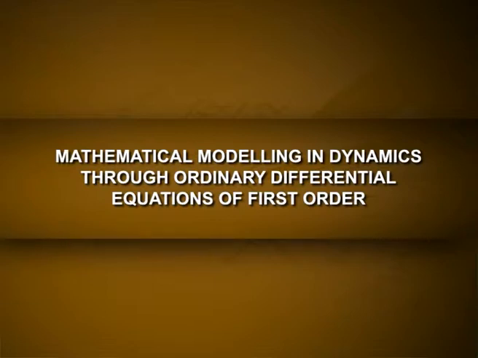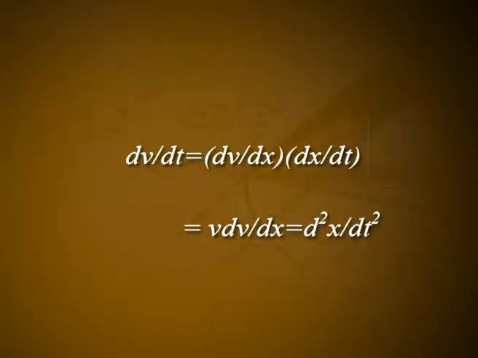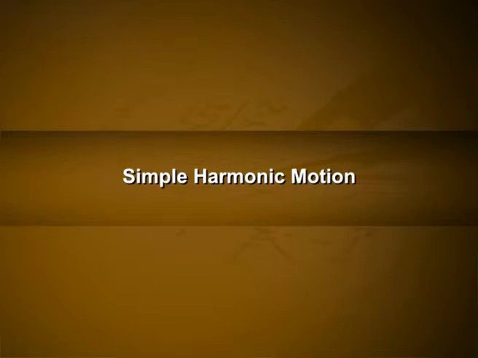Next, we will discuss mathematical modeling in dynamics through ordinary differential equations of first order. Let a particle travel a distance x in time t in a straight line, then its velocity v is given by dx/dt and its acceleration is given by dv/dt, which is the same as dv/dx into dx/dt, which is equal to v dv/dx, which is equal to d²x/dt². Simple harmonic motion.